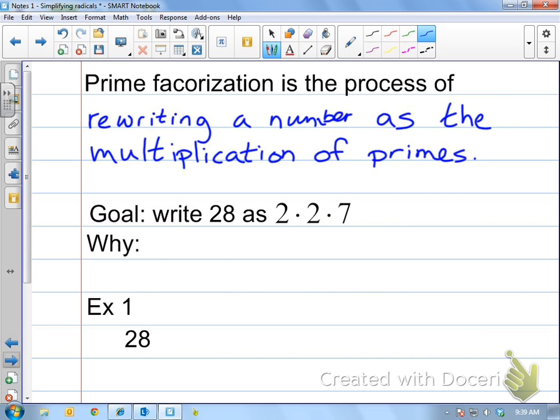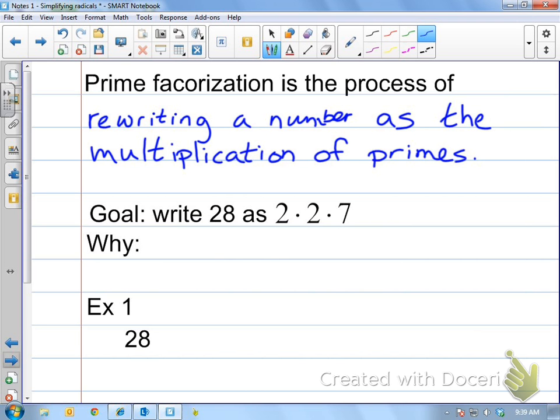So for example, our goal is write 28 as 2 times 2 times 7. So I gave you the problem, 28. We're going to do the prime factorization of that. And the answer, 2 times 2 times 7. We just need to know how to get there now. And we want to know, why are we even doing this? Why write 28 as 2 times 2 times 7?